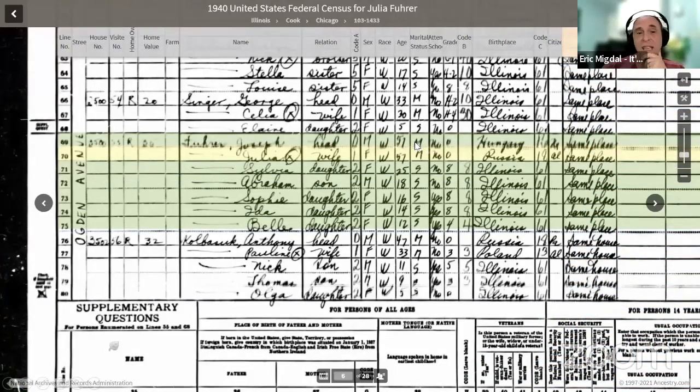Here we are 10 years later, the same family. Okay, Joseph and Julia now living on Ogden Avenue. Wait, that sounds familiar. That was their address, 3500 Ogden Avenue, on that other document, the World War II draft card. So now I'm verifying information from one document to another that I have the right family.